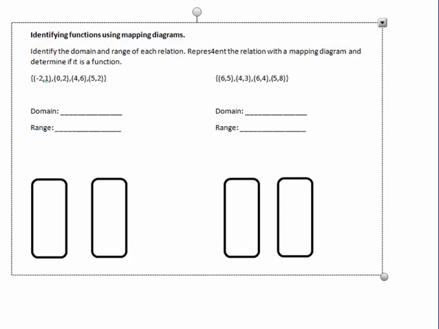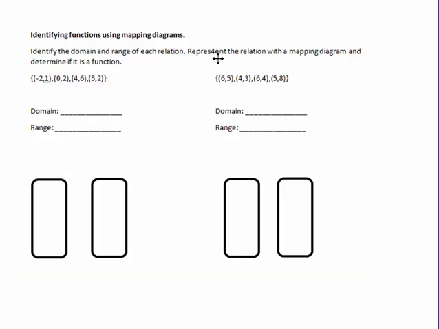All right, so identifying functions using mapping diagrams. Here we're going to take a few points and create a mapping diagram for each one of them. It says identify the domain and range of each relation. Represent, oh wow, it's a big typo. There's a 4 in the middle of that. Represent the relation with a mapping diagram and determine if it's a function. The 4 shouldn't be there. That's too funny.